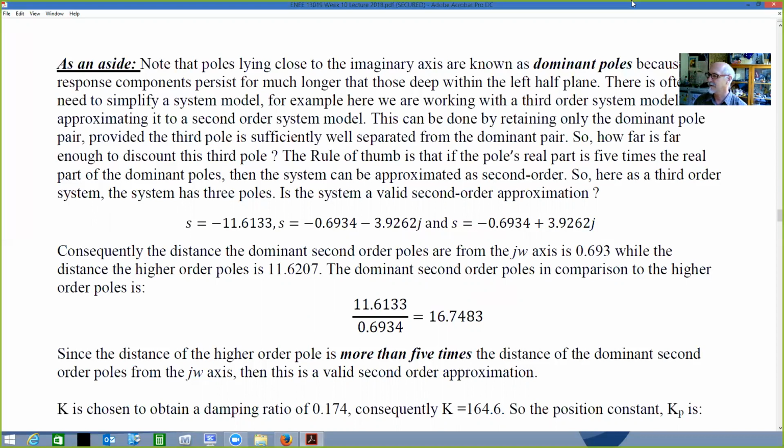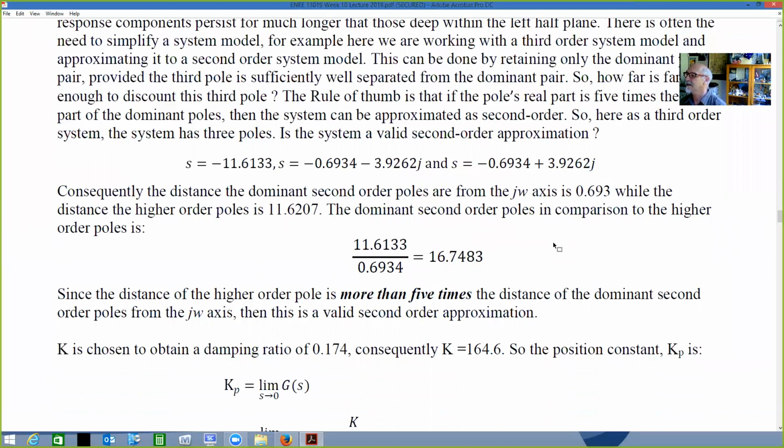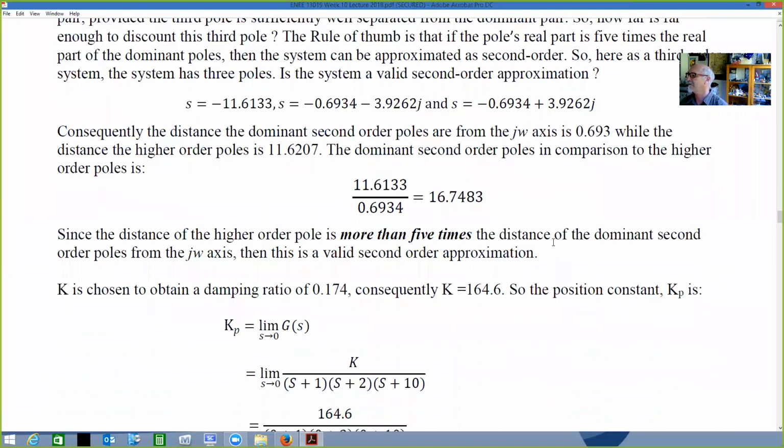So here is a third order system. The system has 3 poles. Is the system a valid second order approximation? Okay, so if we take that into account, consequently the distance the dominant second order poles are from the imaginary axis j omega is 0.6934, while the distance to the higher order pole is about 11.6207.